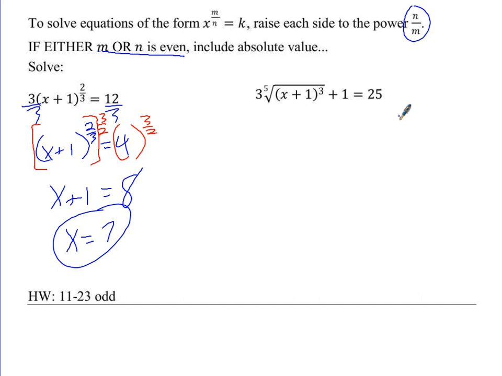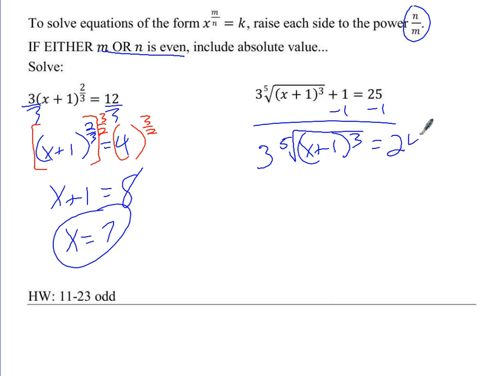So what should we do on this one? If you can do this one, you can do every problem on 11 through 23. If we are solving an equation, we are always trying to isolate the term first, which means we want to get rid of this 1 first. So we're going to subtract 1 from both sides. We're getting this term by itself. Once I do that, I have 3 times the 5th root of (x + 1) to the 3rd power equals 24. Now divide by 3. And now we have the 5th root of (x + 1) to the 3rd power equals 8.